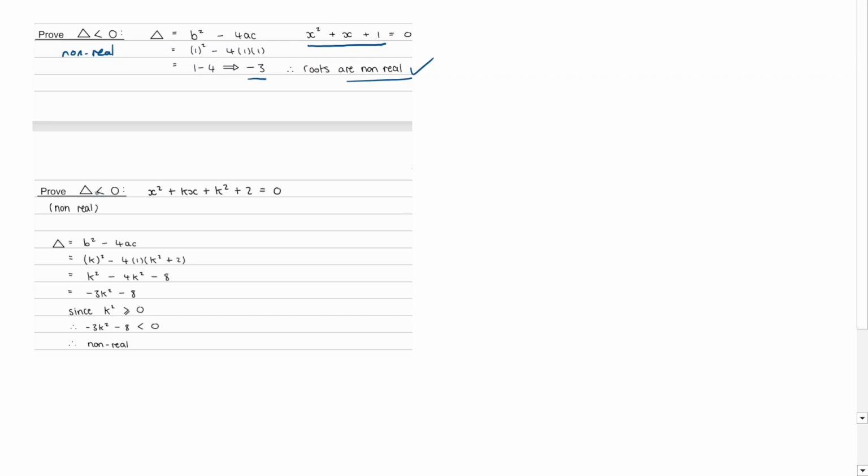The second one, again, prove that the roots are less than 0, prove that they're non-real, which for both these questions visually you'd end up with something like that, a parabola that doesn't have any x-intercepts. That's what means the roots are non-real.